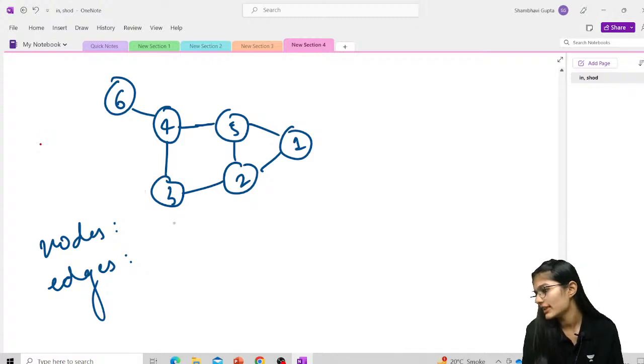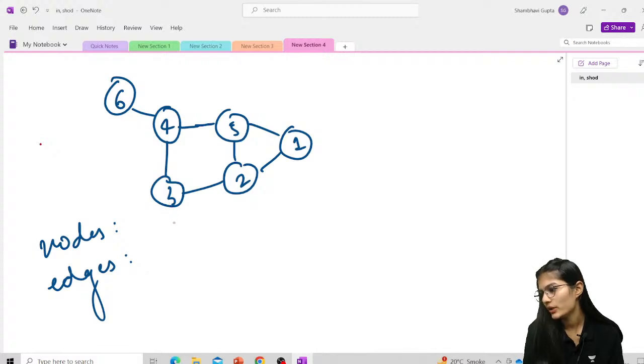Okay, Mikesh is saying 6 nodes, 7 edges. Sanket, 1 edge. Aditya is saying 3 nodes. Okay. Sanket, 1 edge, 5 nodes.